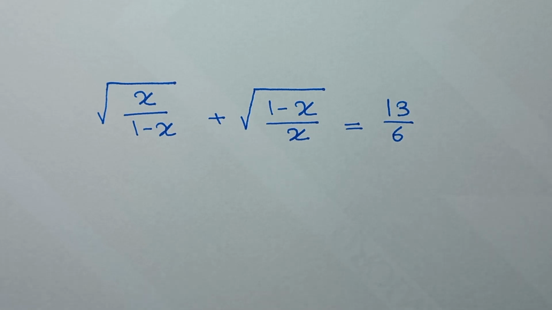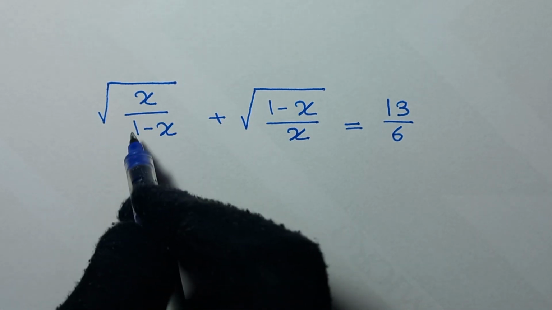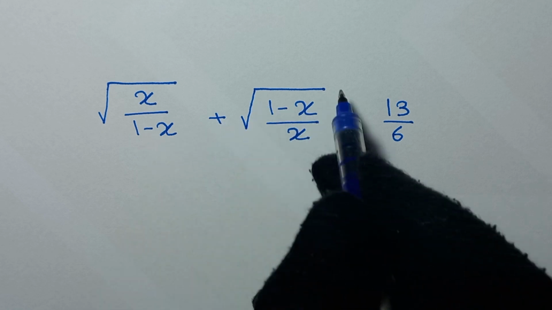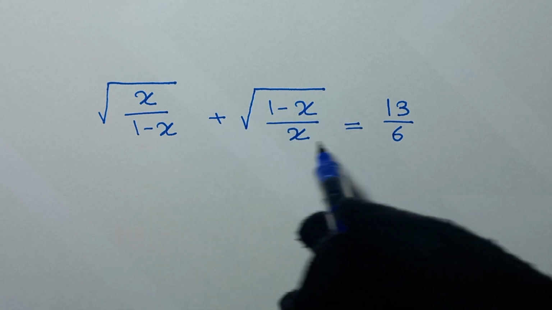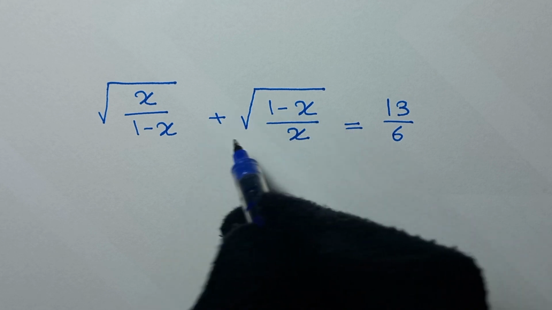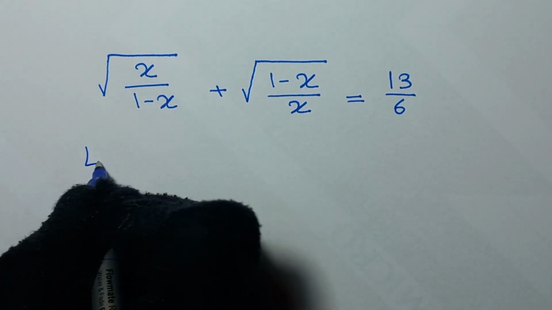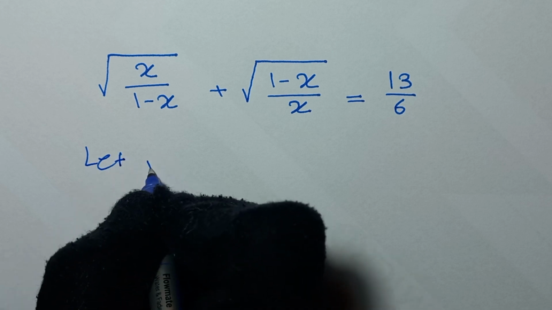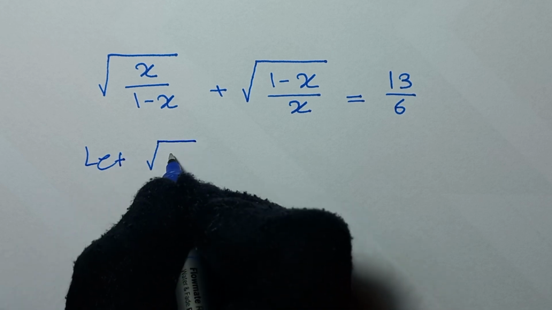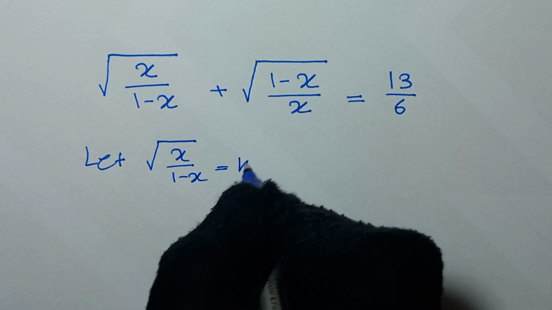Hello my friends, you're welcome to solve this math problem, which is square root of x over 1 minus x plus square root of 1 minus x over x is equal to 13 over 6, to find the values of x. In the first step, we let square root of x over 1 minus x be k.